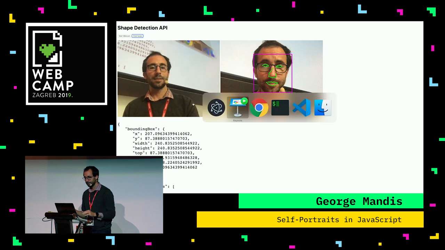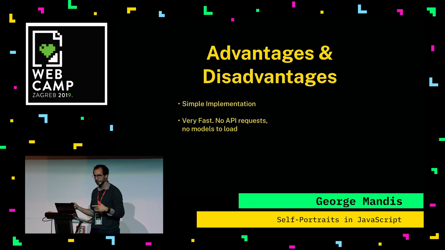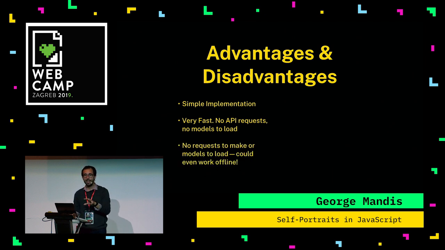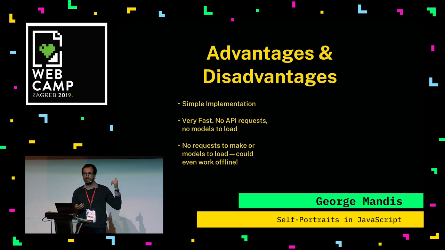Let me go back here. So the advantage to the shape detection APIs is a very simple implementation, not a lot of code. It's a little easier to understand, a very fast API. No requests. It works entirely on the client. It works on any Chromium-based project. So this works in Microsoft Edge. It works in Electron. My demo that you're seeing is actually an Electron app that I bundled up with all my demos. And it would work offline.